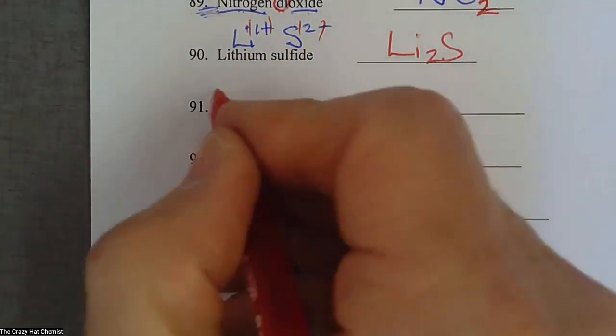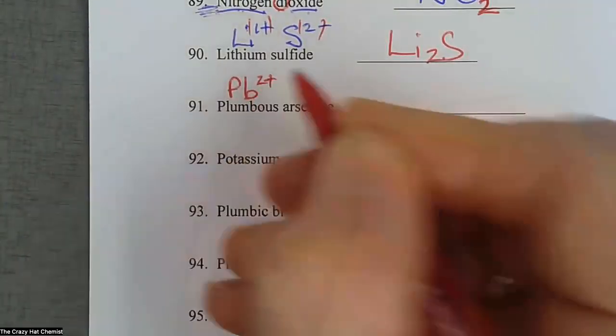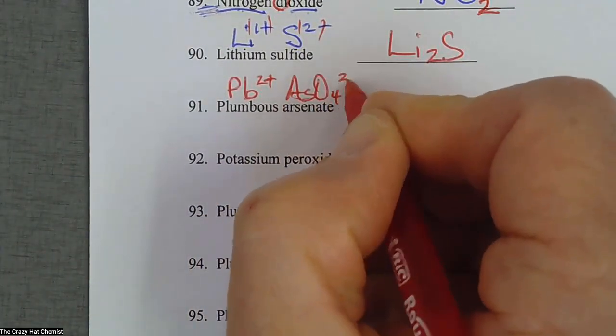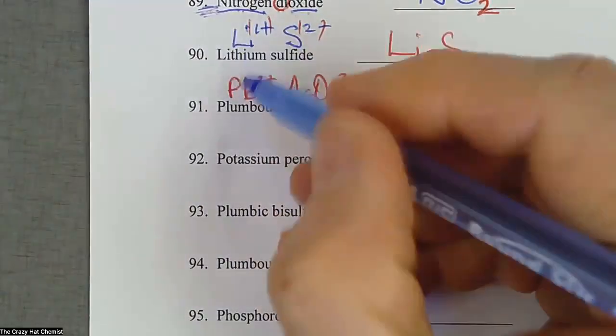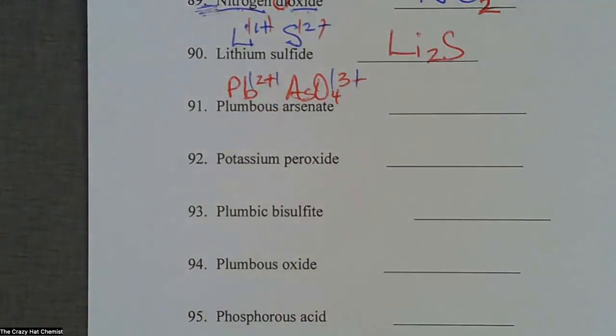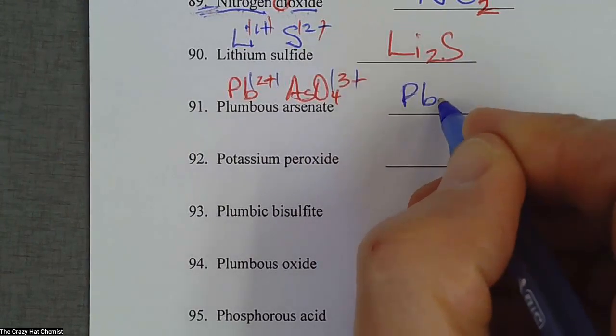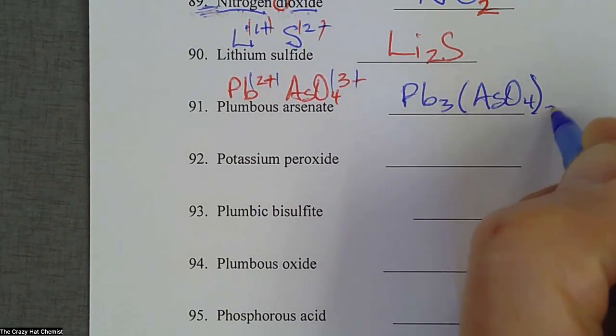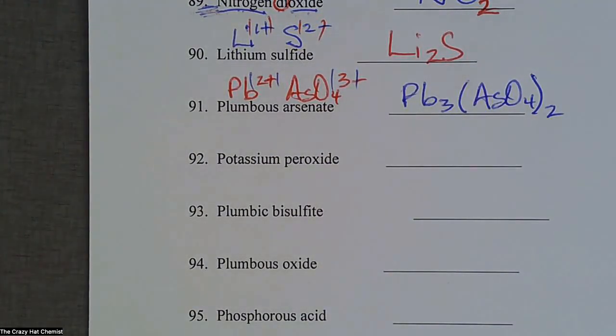Our next one is plumbous, Pb2 plus. Arsenate, that's AsO4 3 minus. We're going to take the absolute value of these two numbers, flip the numbers, bring them down. I get Pb3, parentheses, AsO4, parentheses, 2. Okay. Whew. All right, so hopefully that's working for you so far.